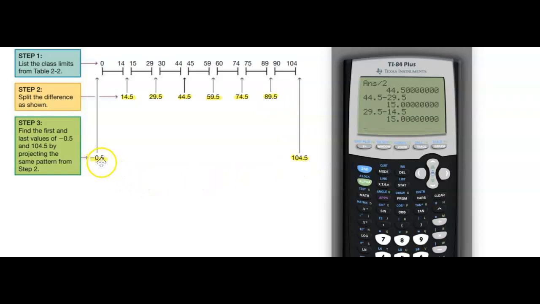Now, how do we get negative 0.5? Well, we're going to take 14.5 and then subtract 15. And that gives us negative 0.5. So that's how you get the first class boundary, which is the lowest class boundary, and how you end up with the last class boundary. So again, to find the class boundaries, you take the upper class limit, add the lower class limit to the next class, and divide it by 2.